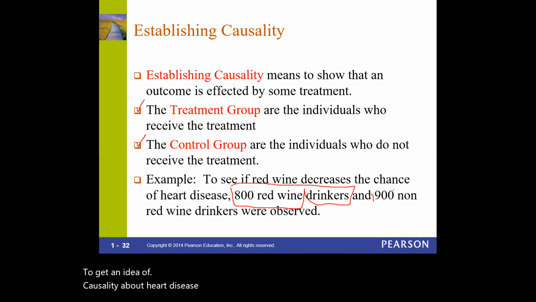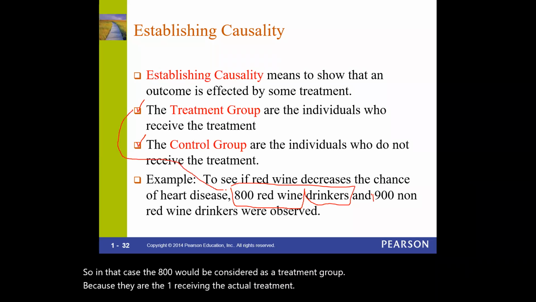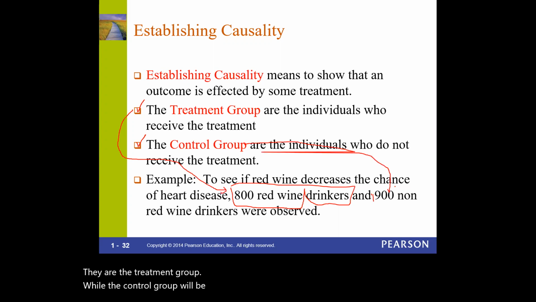Okay, so in that case, the 800 will be considered as the treatment group because they are the ones receiving the actual treatment. They are the treatment group, while the control group will be the 900 people.